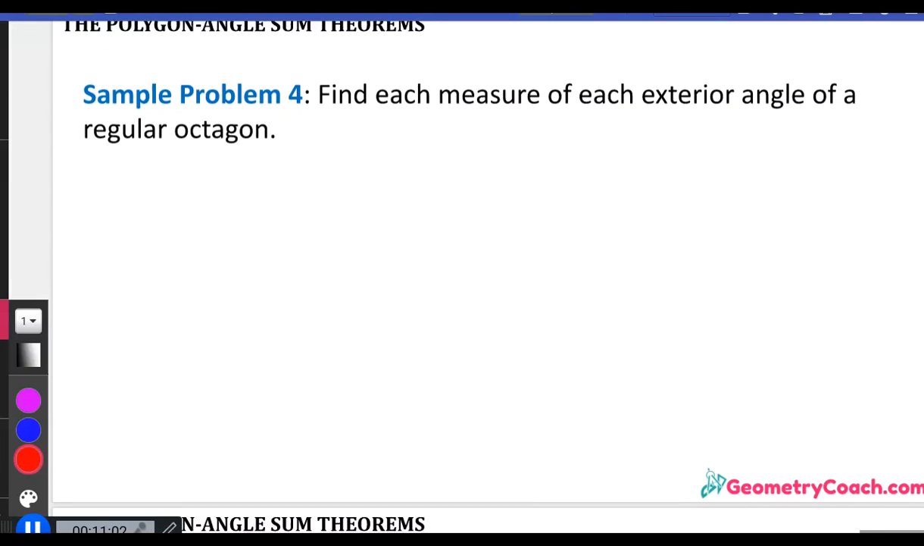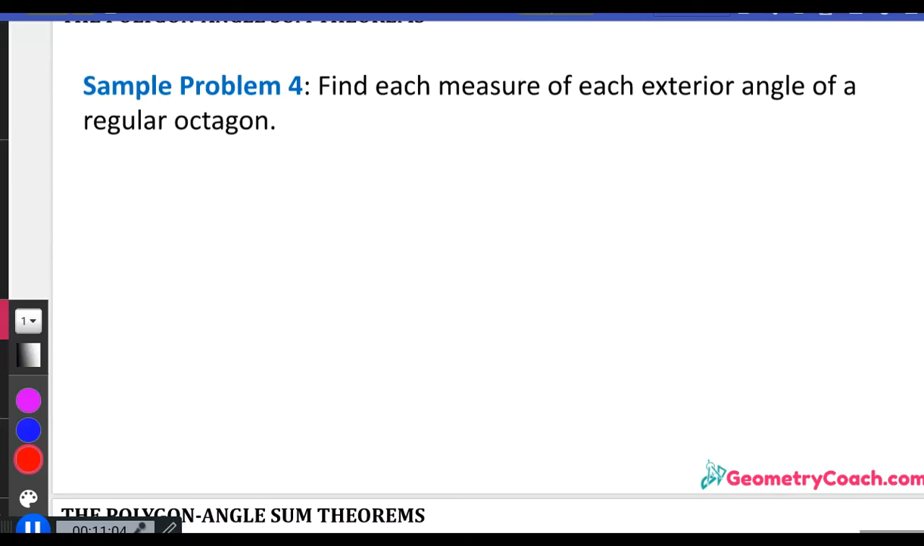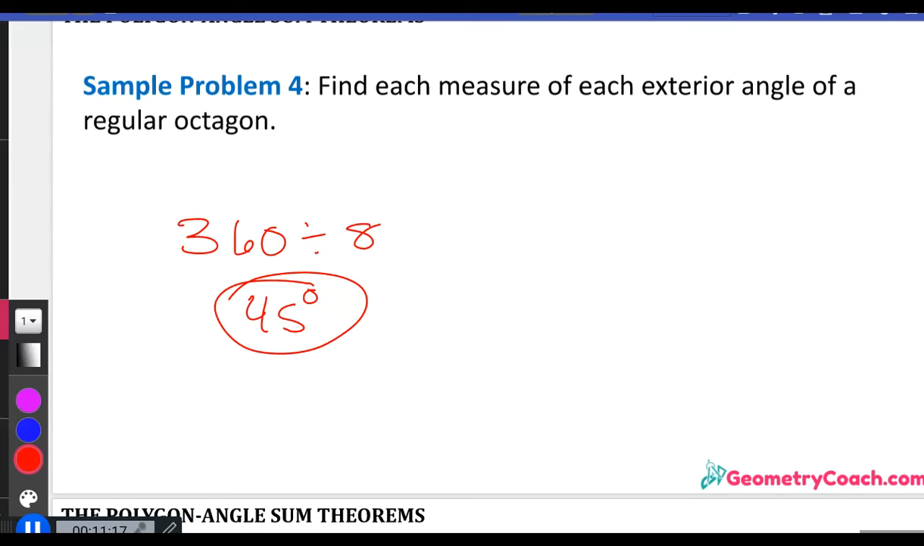So what is the measure of an exterior angle of an octagon? Okay, so 360 divided by the number of angles in an octagon, 45 degrees. All right, something like that, 45.